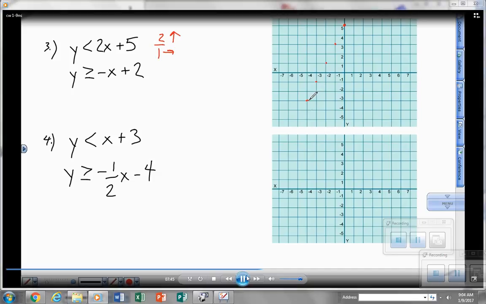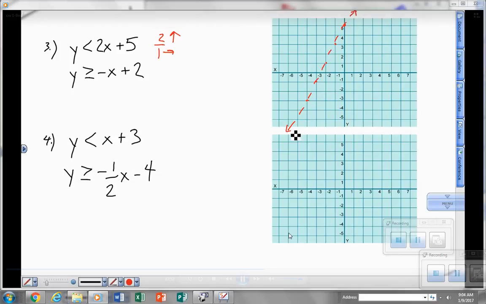So I'm going to draw that line. That will be a dotted line because it's a plain inequality. That is less than, which means I will shade below that line. So shade below.